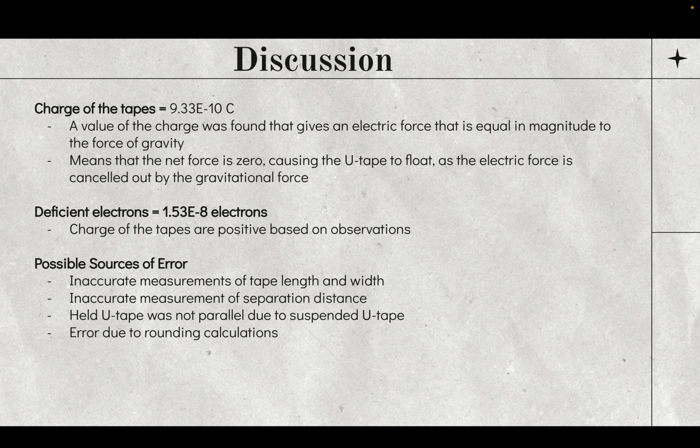Now, based on the number of deficient electrons, we can conclude that the charge of the tapes is positive based on observations. Now, we must include the possible sources of error for this lab, and that includes possible inaccurate measurements of the tape length and width, inaccurate measurements of the separation distance, the held tape possibly not being parallel to the suspended U-tape, and error due to rounding calculations.